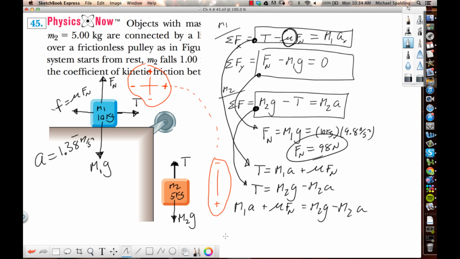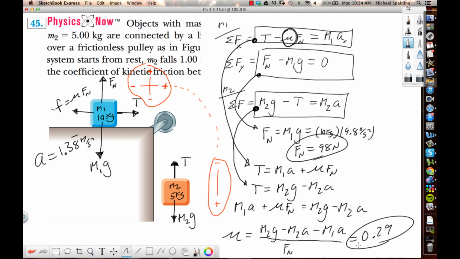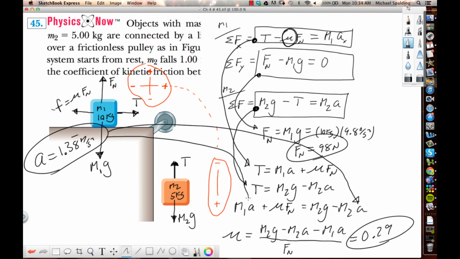And now let's solve for mu. Mu is going to be M2G minus M2A minus M1A, all over normal force. I'm out of room here, but when you plug the numbers in, mu comes out as 0.29. Okay, and remember, we have our A. How did we get that acceleration? Where did we get the acceleration from? We calculated it from a kinematic. So now you can plug the A in.